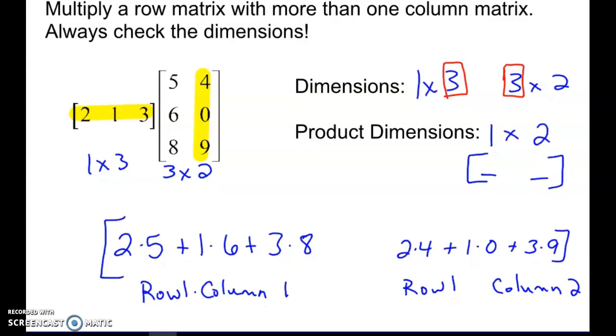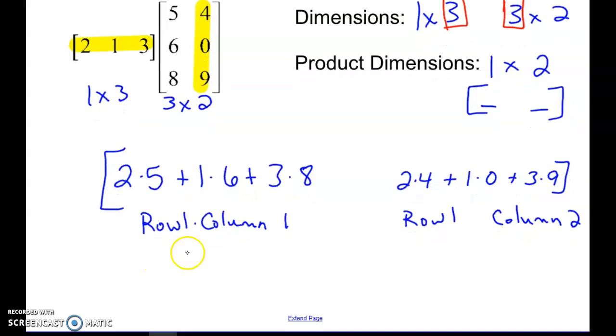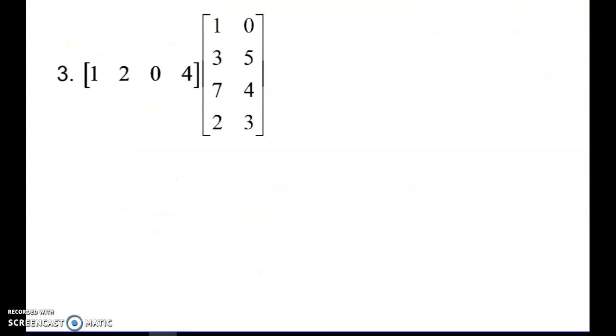Then we can simplify that. For our answer, 2 times 5 is 10 plus 6 plus 24 would be 40. And then over here we've got 8 plus 0, 1 times 0 is 0, plus 27. So 8 plus 27 would be 35. And that would be your answer of the product. All right, let's try another one. Go ahead and try this one on your own.